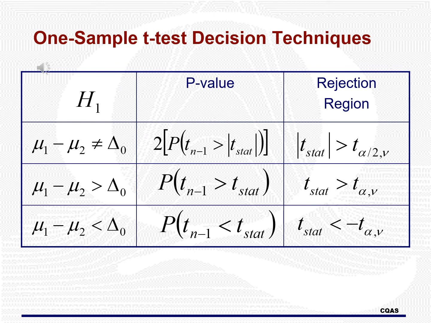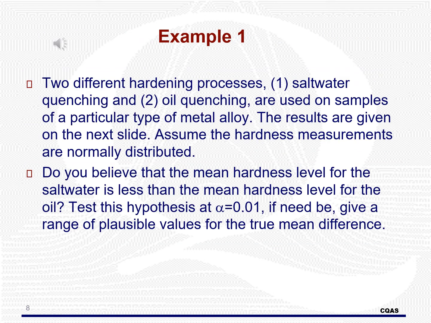Here is the table with the alternatives and how to find the p-values. You should be able to see that this again is similar to what we saw in the one-sample case. Also, this includes the rejection region method. Let's do an example. In this example, we have two different hardening processes. The question is asking if you believe that the mean hardness level for the salt water is less than the mean hardness level for the oil. This is giving us what the alternative should be. It is the research question.